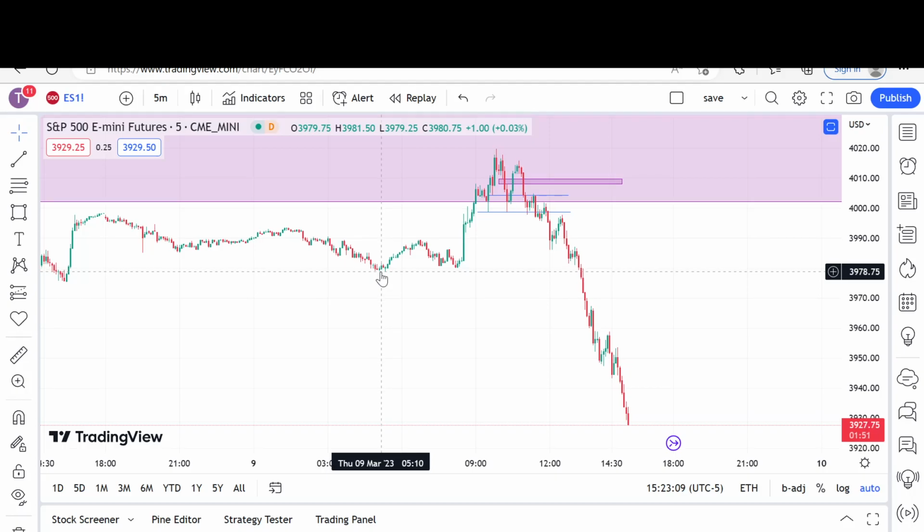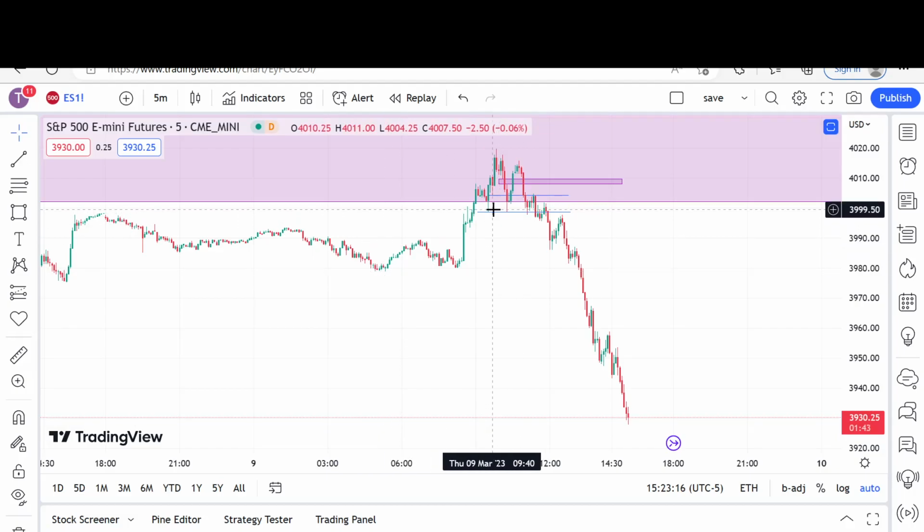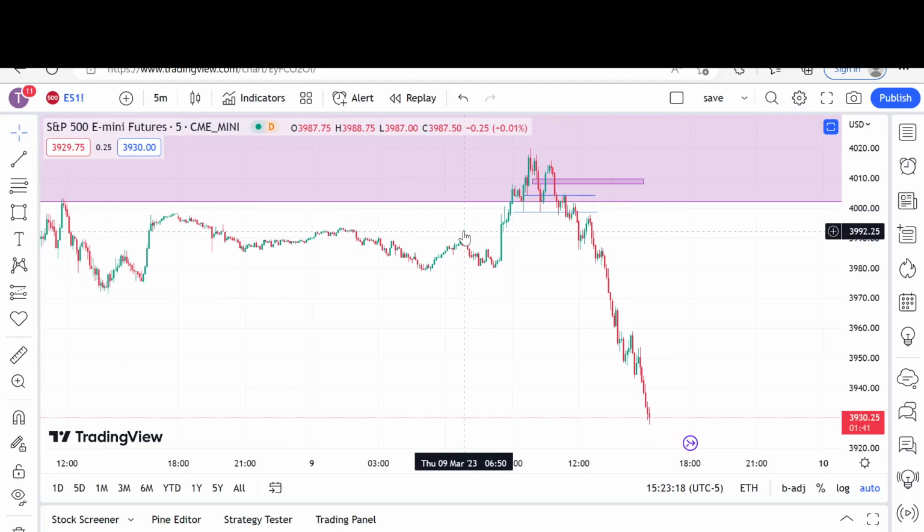Or if you wanted to, you could take everything off right there. Be content with it. Nothing wrong with that. That was a good place to take profits.